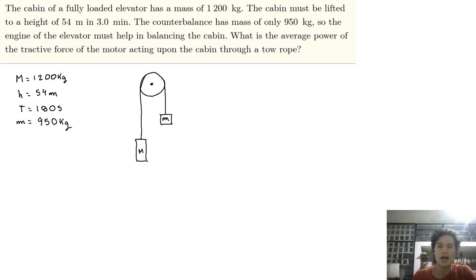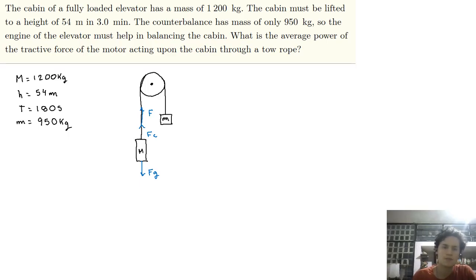So which forces are acting in this diagram? There is the weight of the cabin, which we can call the gravitational force. And there will be the force of the counterbalance. Let's call that F, force of the counterbalance. And finally, there will be a force of the engine, which is the one we are looking for, because we are looking for the power done by the engine. So we will need this.